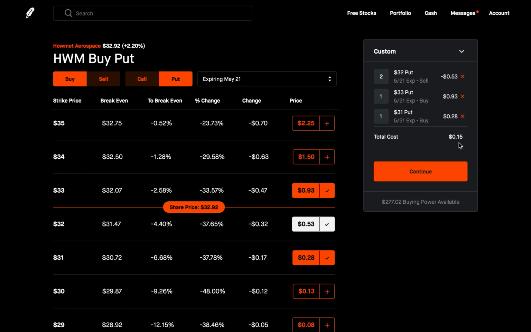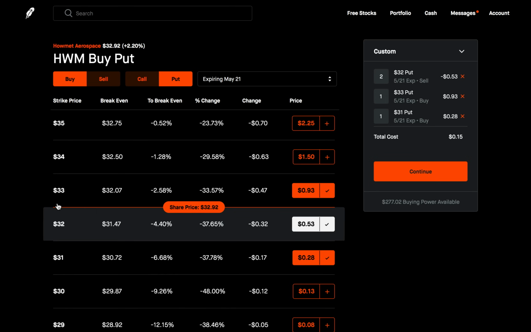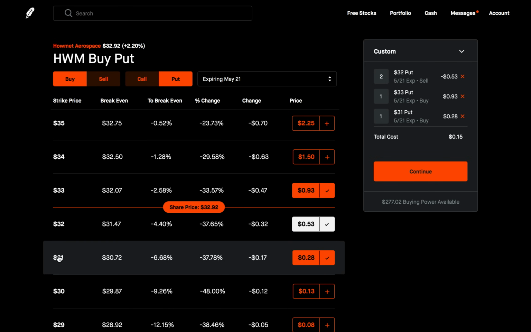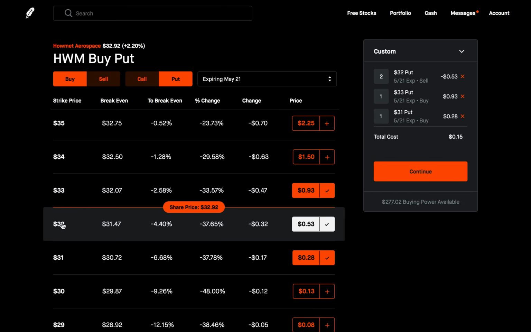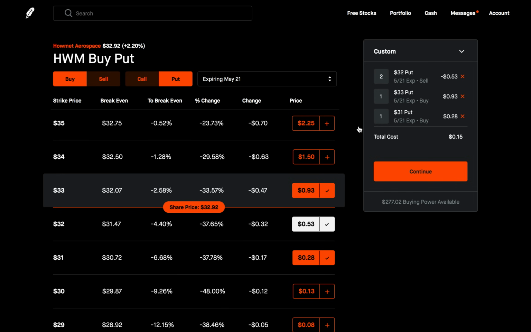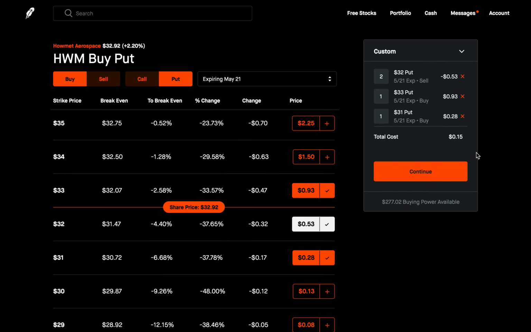So to determine that, you go over to the strikes that you chose. We chose 33, 32, and 31. We take the highest strike, we subtract the mid strike, so 33 minus 32 is 1. Multiply that by 100, that's 100, and we subtract our cost, which is $15. That's going to give us $85. So our max potential profit will be around $85. So we're risking $15 to potentially make $85 with this strategy. By the way, this is the long put butterfly spread, if you guys are wondering.